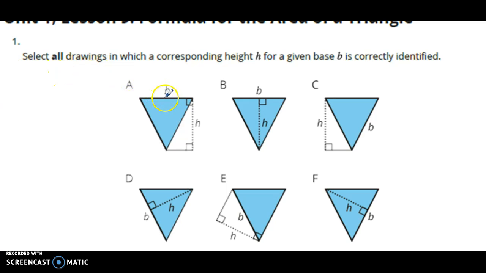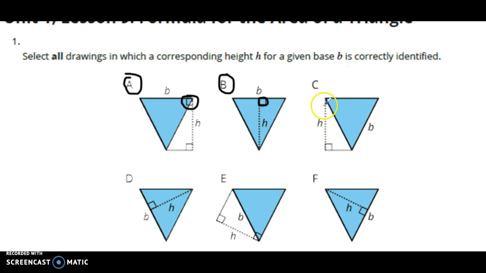So I know that I need a right angle at the base that goes the full length of the triangle. So let's look at A. Here's my base. Here's my height. Do I have a right angle? Yes, I do. Does the line go the full height of the triangle? Yes, it does. So I'm going to circle A. B, there's my base. I have my height going the full length of the triangle. Is it at a right angle? Yes, B is correct.